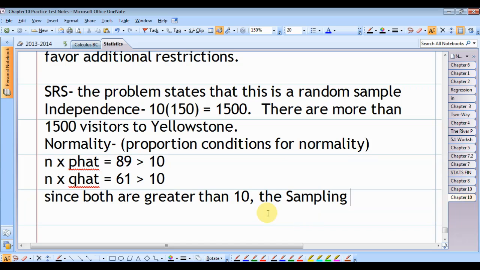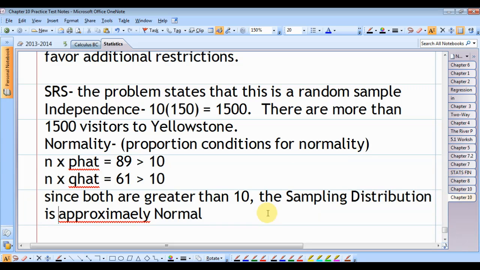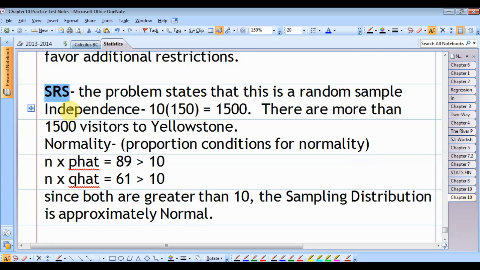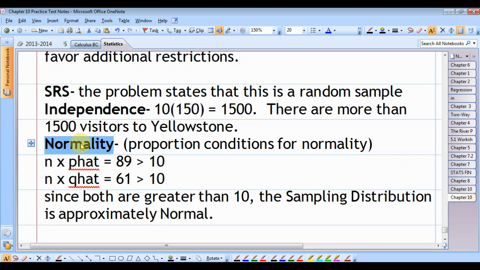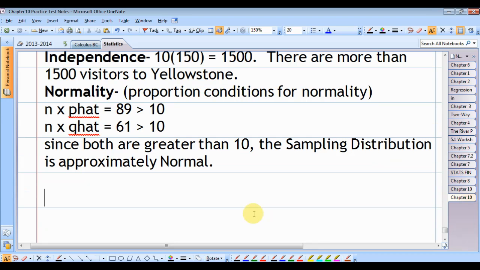Okay, so the sampling distribution is approximately normal. Great, we have satisfied all of our conditions. This is why I like dealing with proportions more than means. It's easier to say it's okay. There's a definite rule, unlike normality for means, where it's like maybe it's okay, kind of. No fuzzy logic.